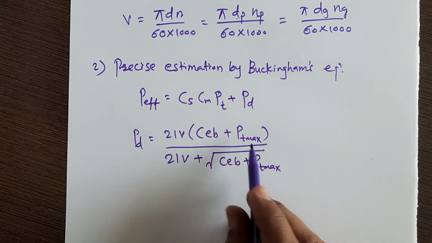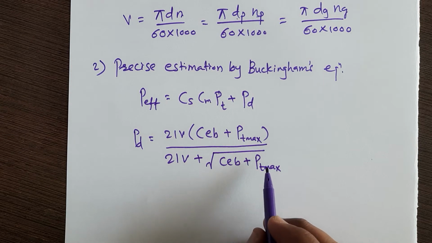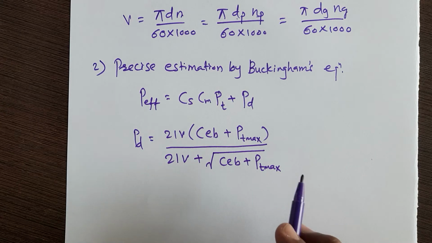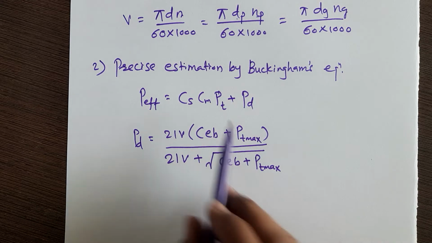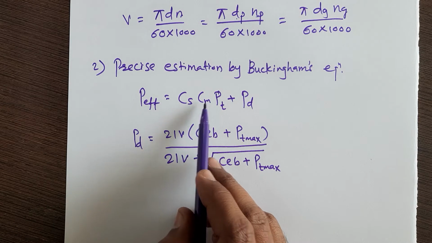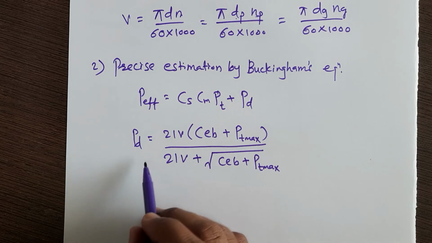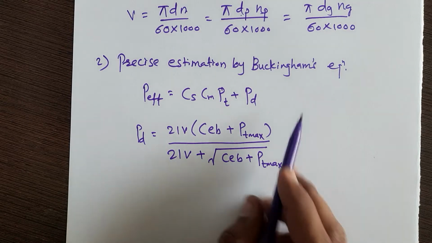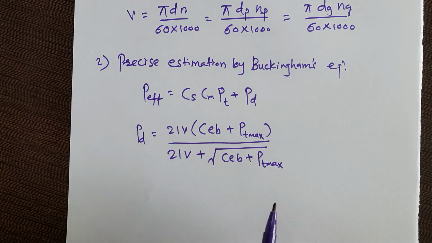Okay, here PT max we are taking because in actual practice the tangential force fluctuates because of the running of the prime mover, so that's why we are always considering all factors. PT max is nothing but CS CM PT. CS is the application factor, then the load distribution factor into the tangential load. So by using this you can find PD, and you have to substitute this value of PD here to get P effective. Okay, so this is the precise estimation of dynamic load by Buckingham's equation.